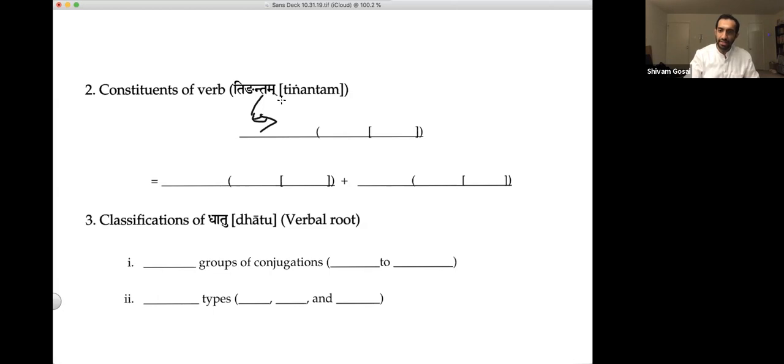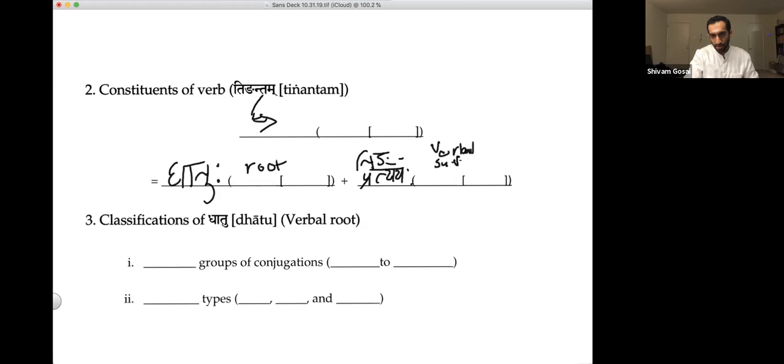A tinganta, a verb, is made up of two things, right? We know it's a dhatu, a root, and we know we add a ting pratyaya, this verbal suffix. So I have a verbal root, and I add a verbal suffix. Now let's talk more in detail. The dhatu can be classified in different ways. That's what's on page 21.